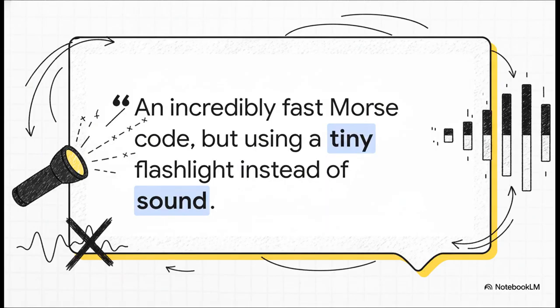Here's a fantastic way to picture this. Just imagine you're using a tiny, tiny flashlight to send Morse code. But instead of sound, you're flickering it on and off at an absolutely unbelievable speed. And by doing that, you're creating a code of light and dark. That right there is basically what optical modulation is all about.